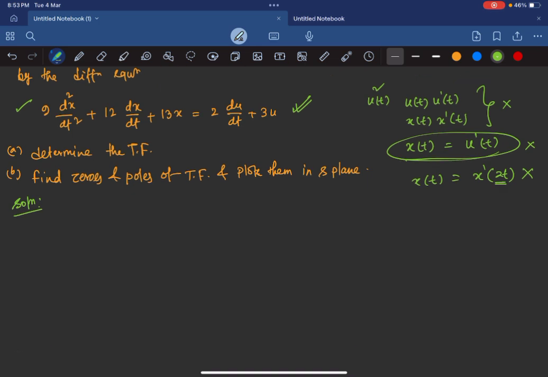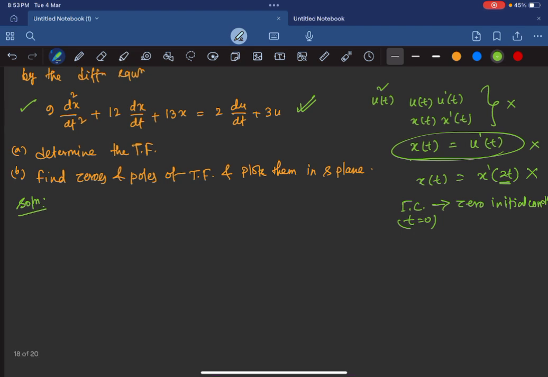Now if you are applying Laplace with the initial condition, obviously the initial condition should be 0. Initial condition 0 means at time t equals 0, all the values for input and output are 0. That means basically the system is in a stable condition. Initially all the values are 0.